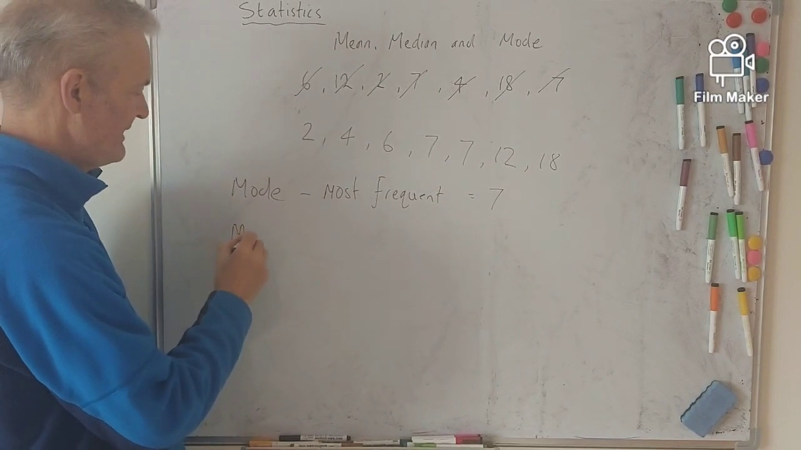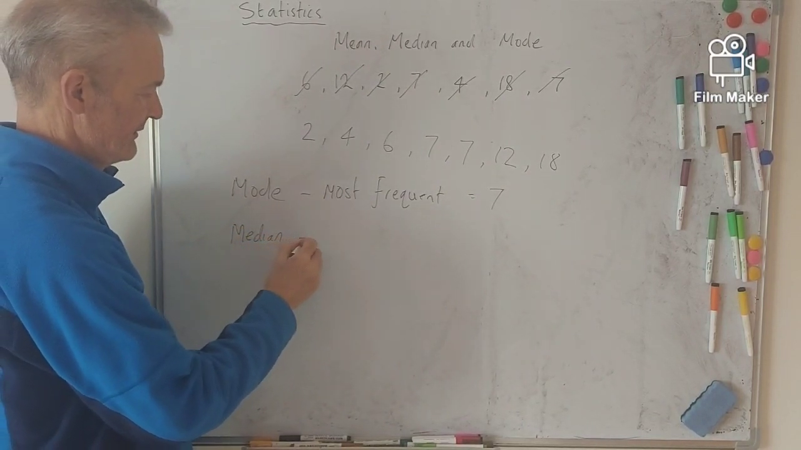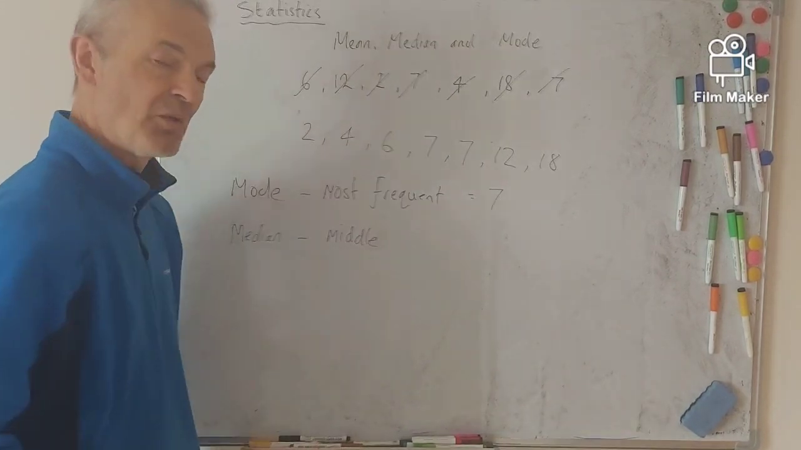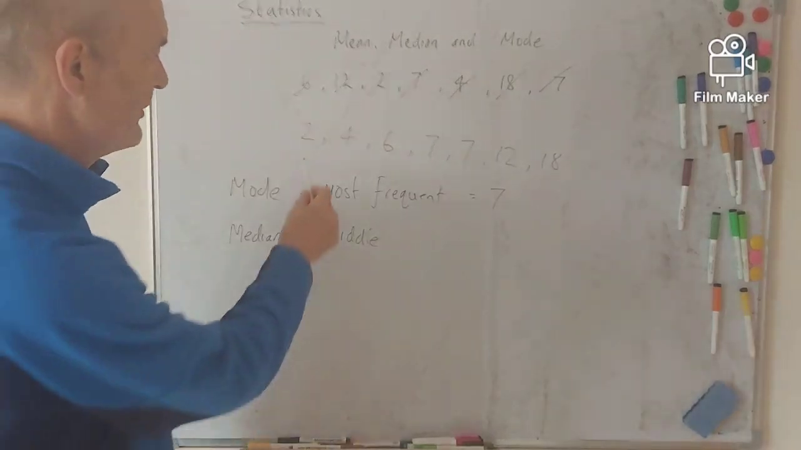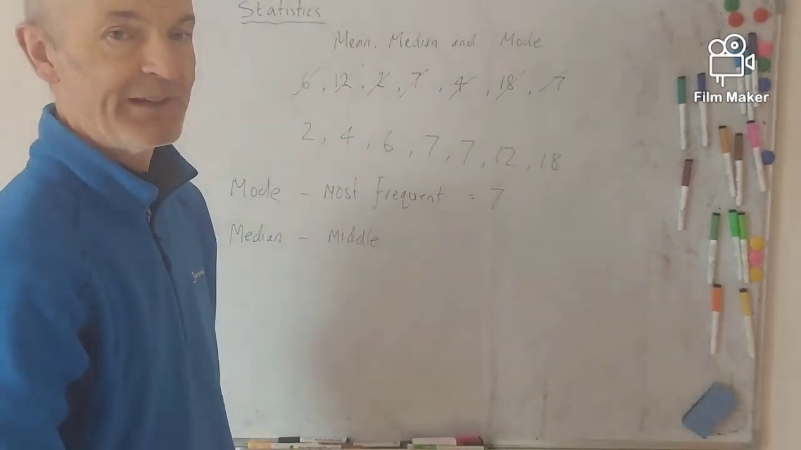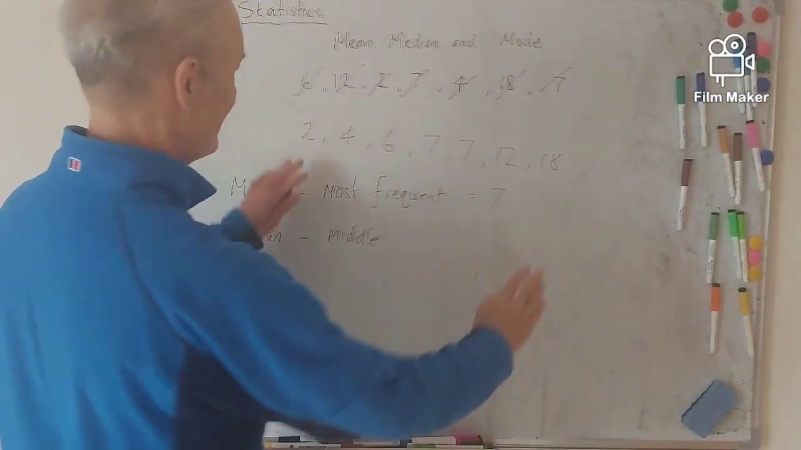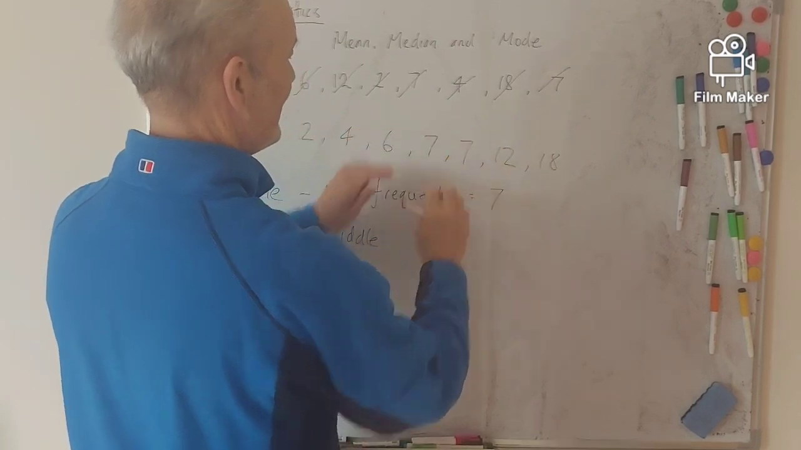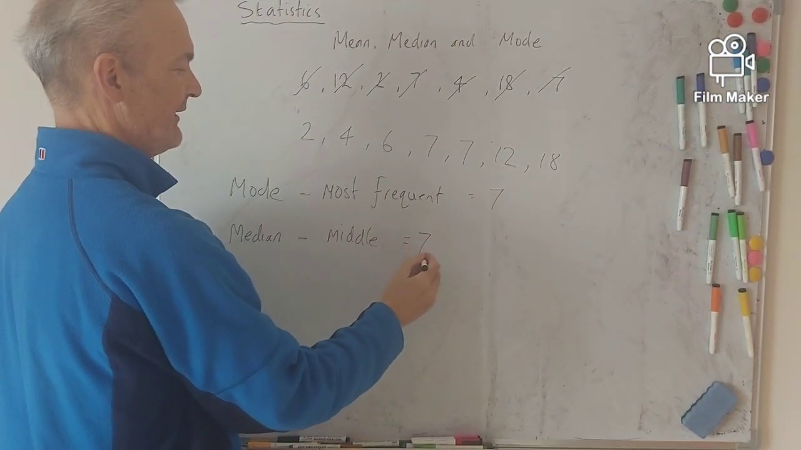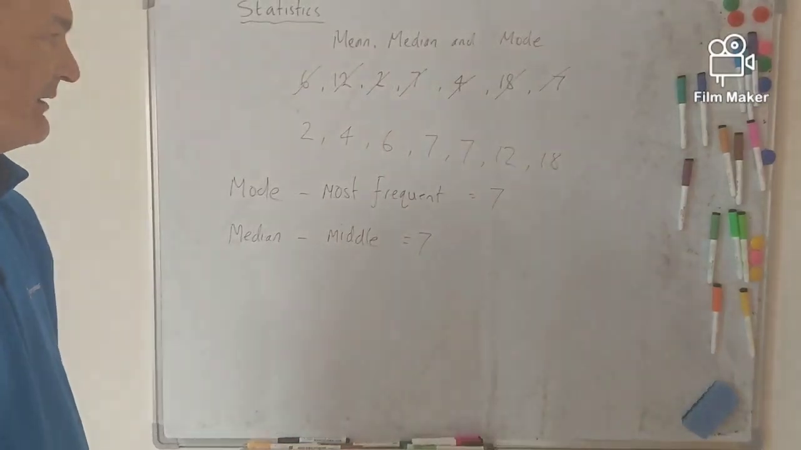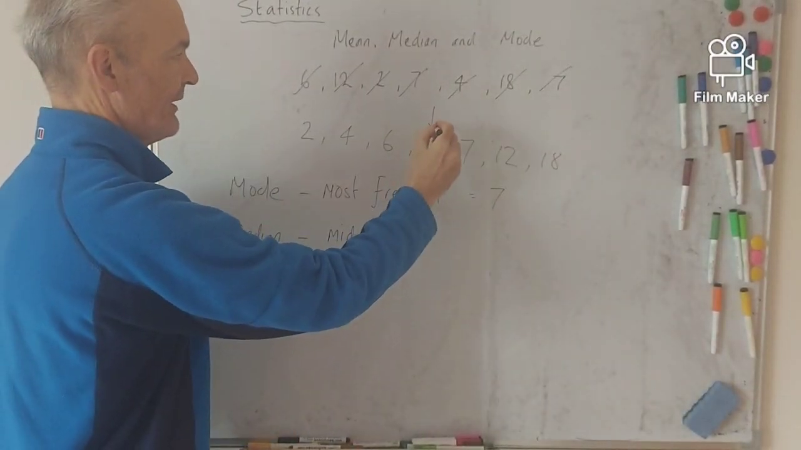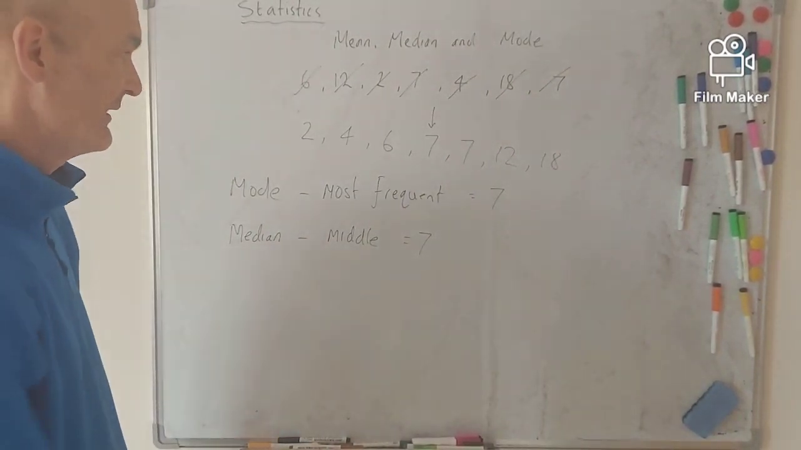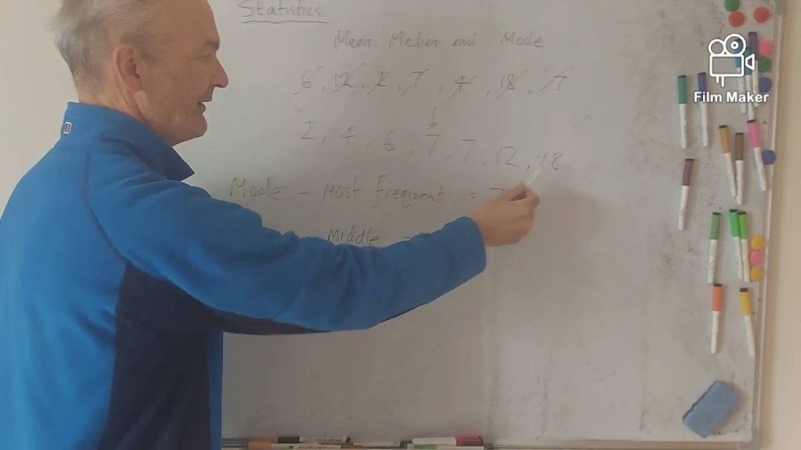The next one, the median, and this is the middle. It's the one that occurs in the middle. So as we've got our data here, possibly the easiest way to do it is to count in from each end. So there, and there, and there, and we're left with a 7. So the middle is 7. That one there. Now, I've got an odd number of items here. 1, 2, 3, 4, 5, 6, 7.